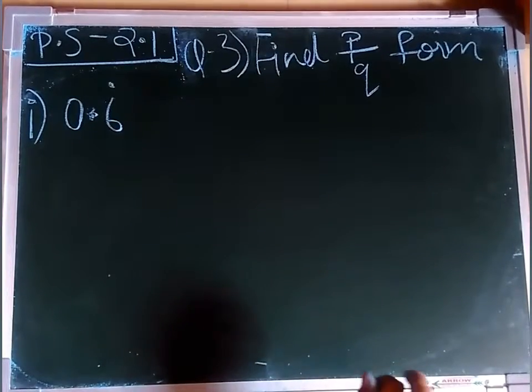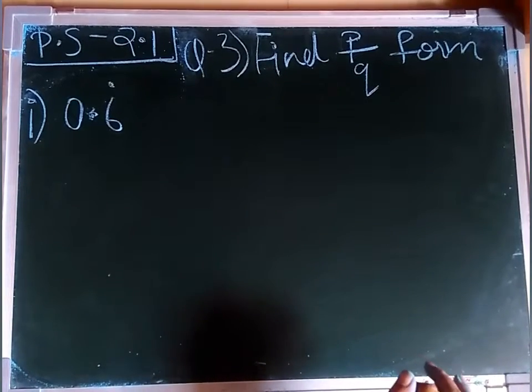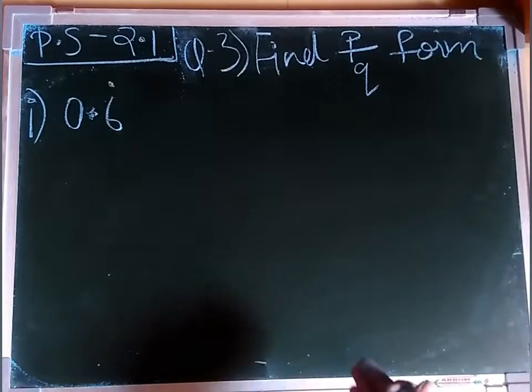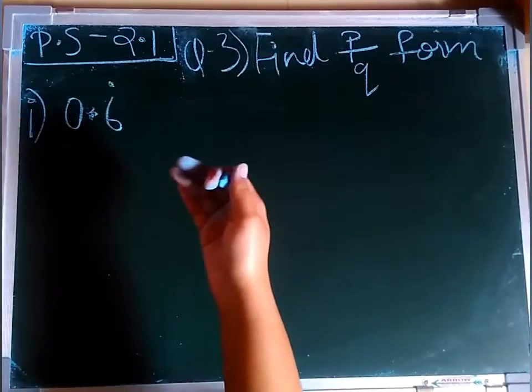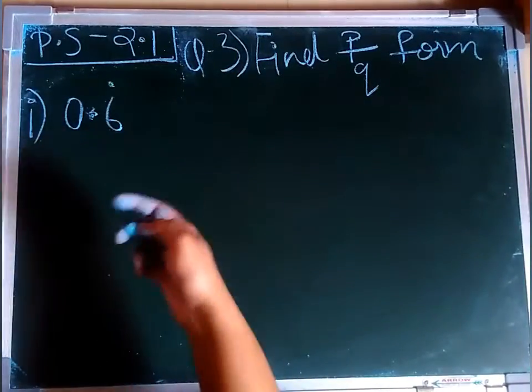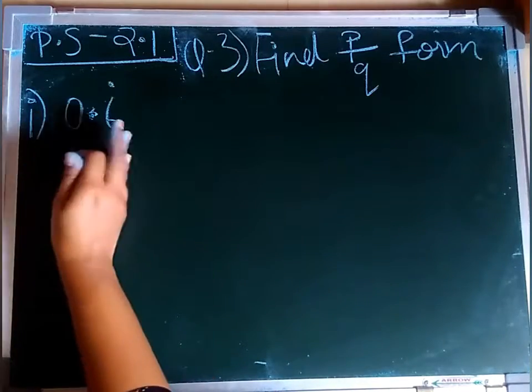Okay, in question number 3, this is a new thing we learned. That is finding P by Q form. So they will give us the decimal form or the recurring decimal form. From that we have to find the P by Q form of that particular rational number. So a few examples we already did in the last video. Now let's try to solve the exercise.